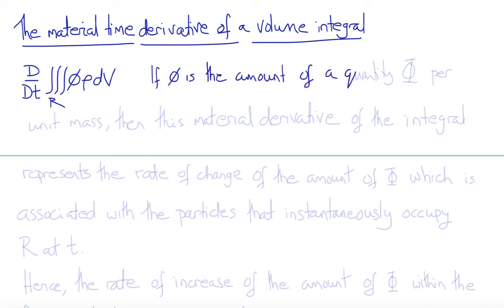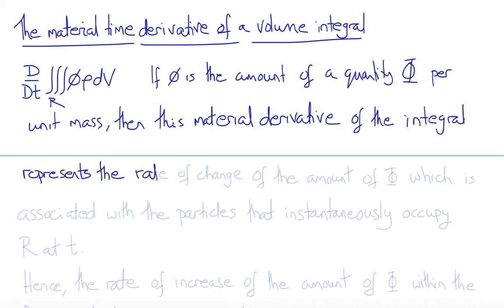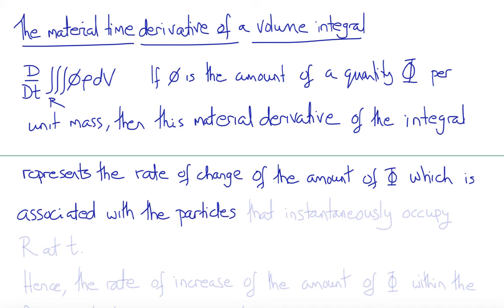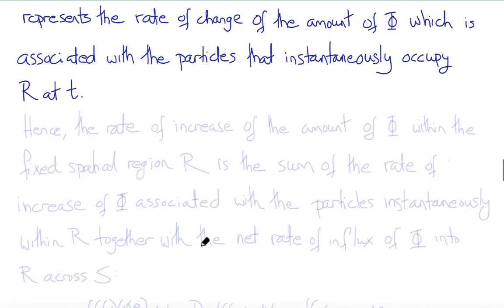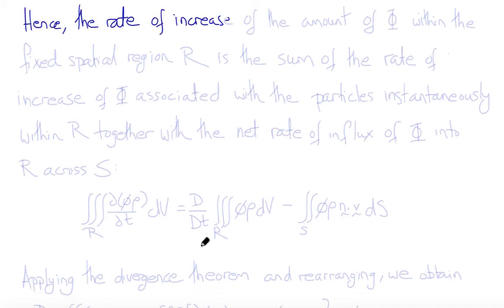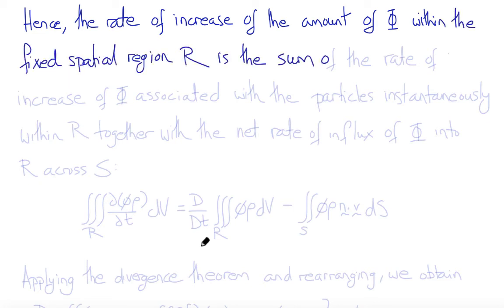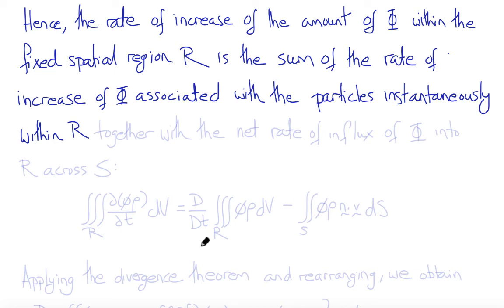So phi here is the amount of a quantity capital phi measured per unit mass. In this case, the material derivative of the integral represents the rate of change of the amount of capital phi, which is associated with the particles that instantaneously occupy the region capital R at time t. Hence, the rate of increase of the amount of capital phi within the fixed spatial region R is equal to the sum of the rate of increase of capital phi associated with the particles instantaneously inside R together with the net rate of influx of phi into the region R across its boundary S.